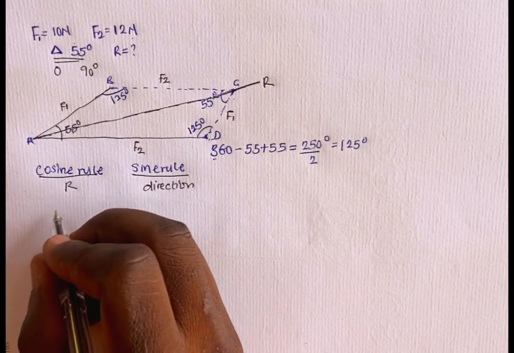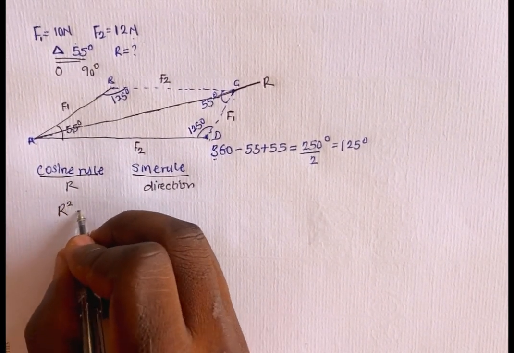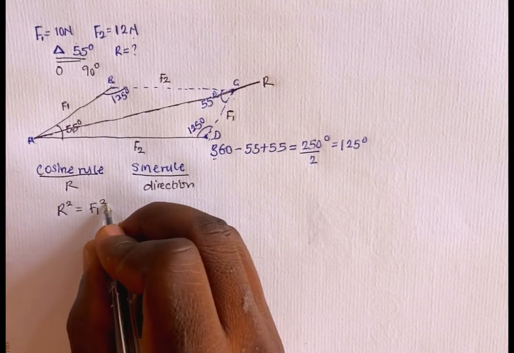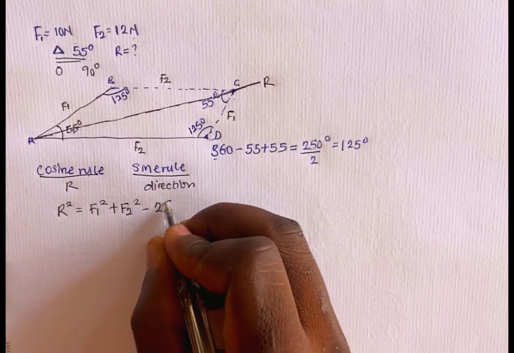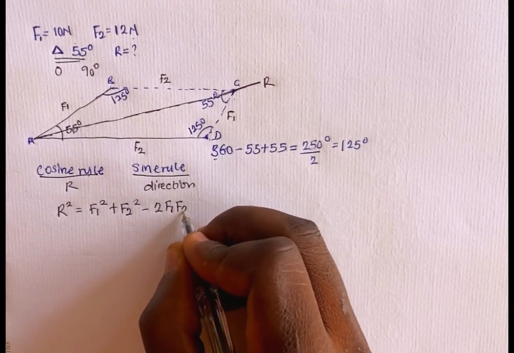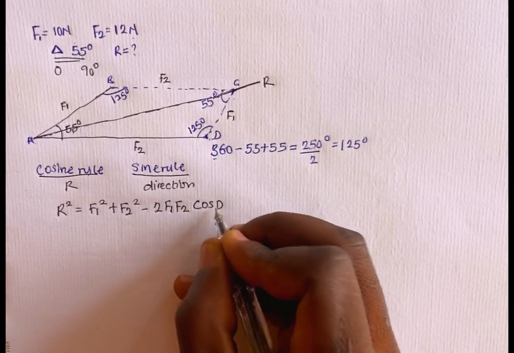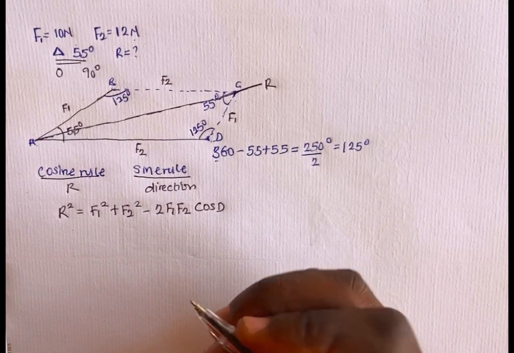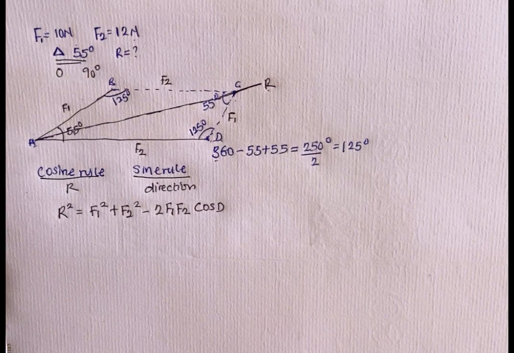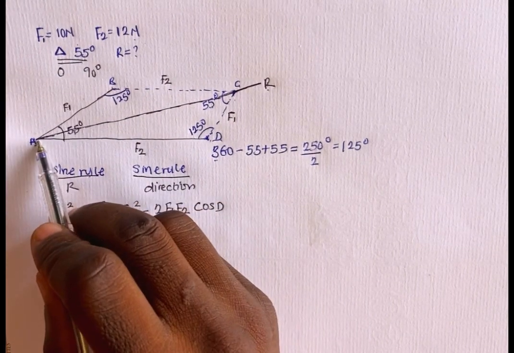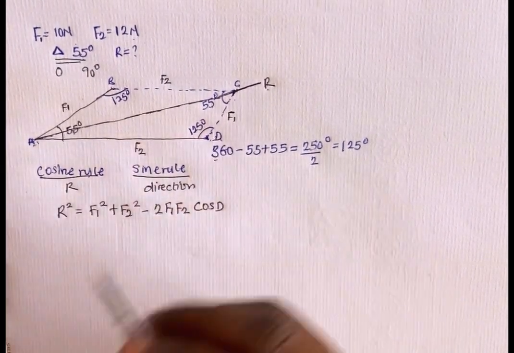And my cosine rule is given by: resultant force squared equals force F1 squared, right? Plus F2 squared minus 2F1F2 cos D. I can actually use cos D. The reason why I'm using cos D in this case is that I can consider my A, C, and D.